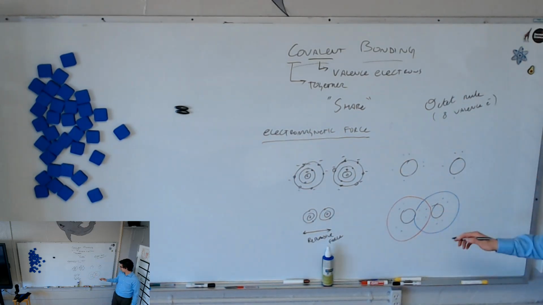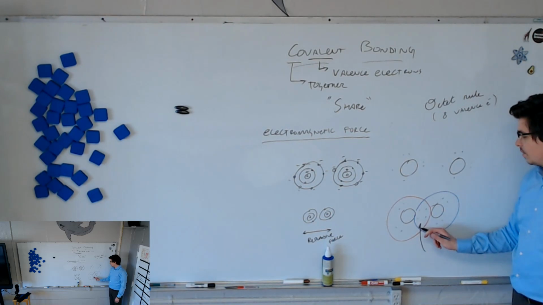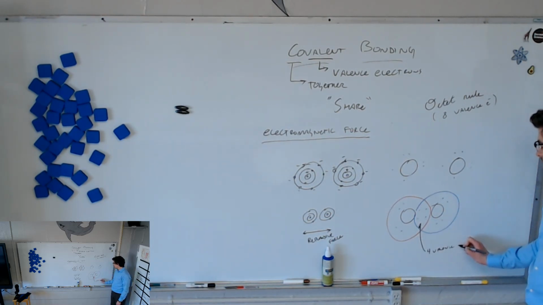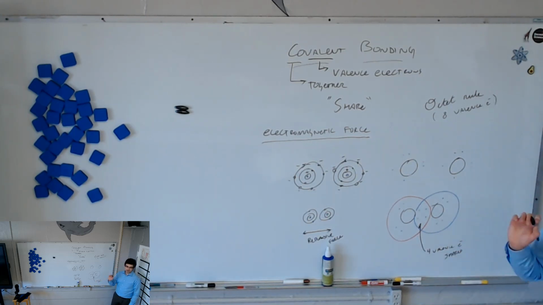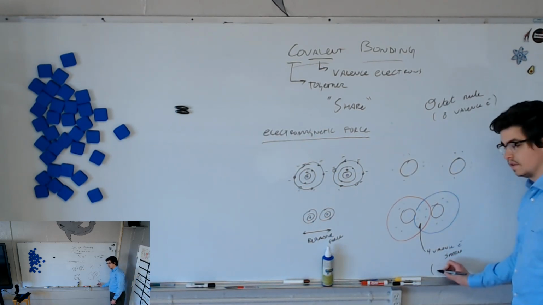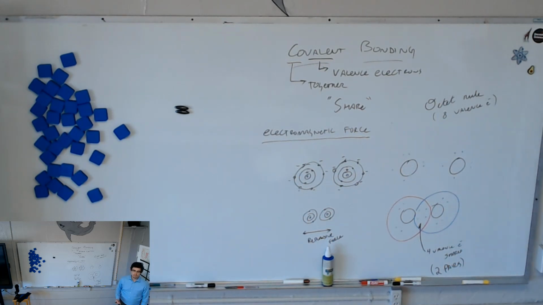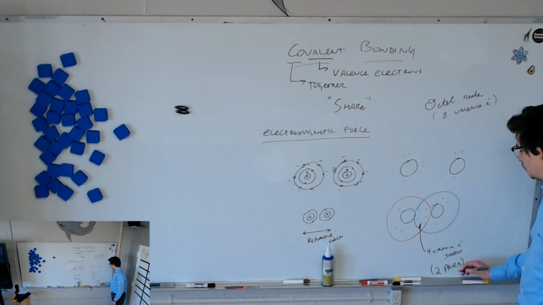Let's move on. So now this one shared how many? 4 valence electrons shared. Yes. Okay, now here you're going to do a little bit of math. How many pairs of electrons is this? That's 2 pairs. So write that down. Because of the way sharing works, it's always going to be in pairs. We talk about 2 pairs of electrons.